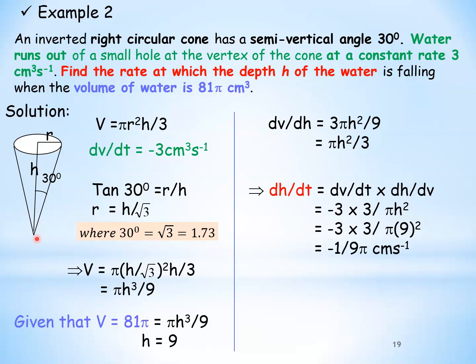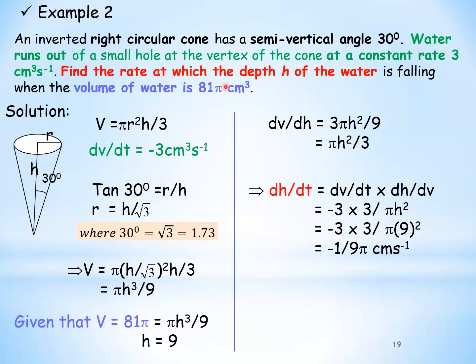3 cm³ per second. Itulah kadar laju air tu keluar daripada this cone. Find the rate at which the depth h, depth dalam dia ni, dalam dia h atau ketinggian dia.